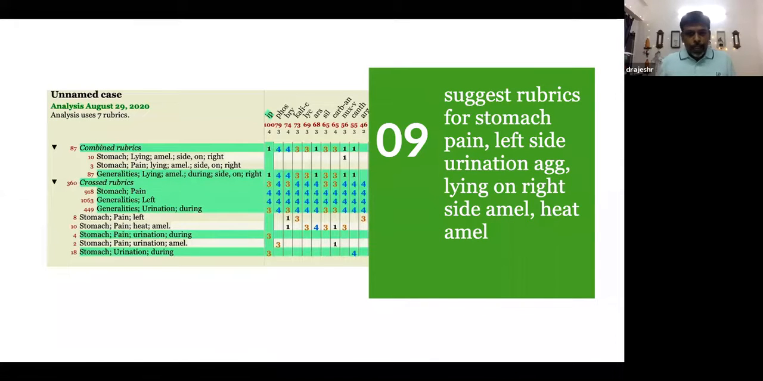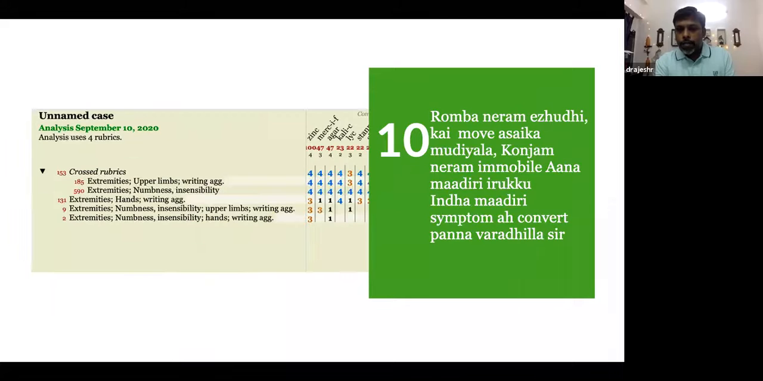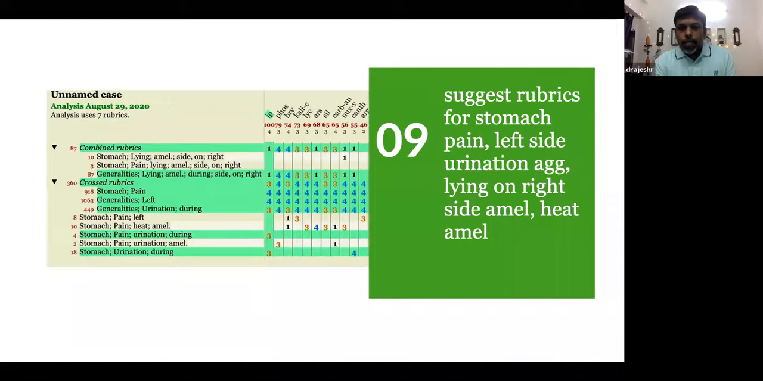And then here there is one more question. I cannot see my question, but the question is stomach pain, left side, urination aggravation, lying on the right side amelioration, and heat amelioration. It's a very discrete question someone has asked. So how would you go about it? First, you will have to divide this symptom into pieces. So where is the pain? The pain is in the stomach. And what is the side? It is on the left side. When is the aggravation? It is while passing urine. So first take that one.